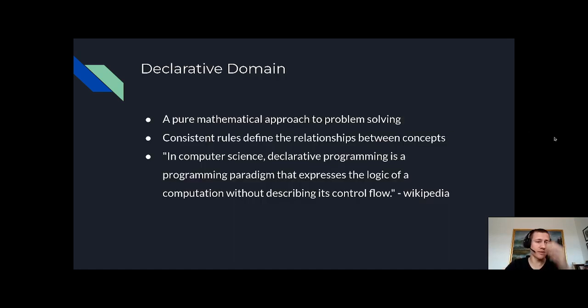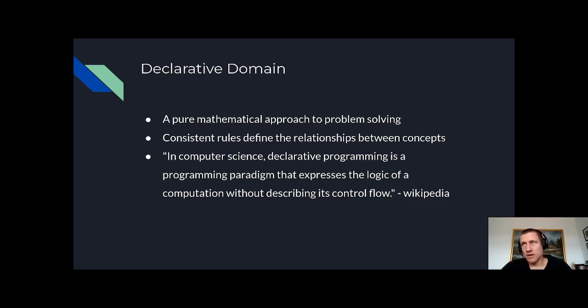The second domain we will talk about is the declarative domain. The declarative domain defines the rules of a game. It is a more mathematical approach to programming where consistent rules define the relationships between concepts. I really like this quote from Wikipedia, where it says, in computer science, declarative programming is a programming paradigm that expresses the logic of a computation without having to describe its control flow.